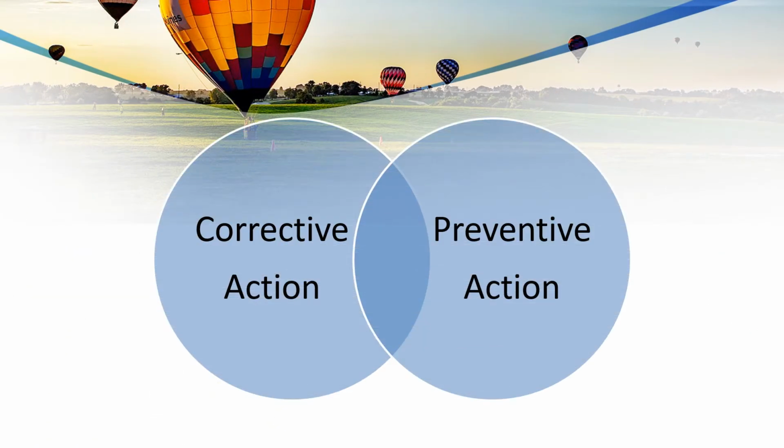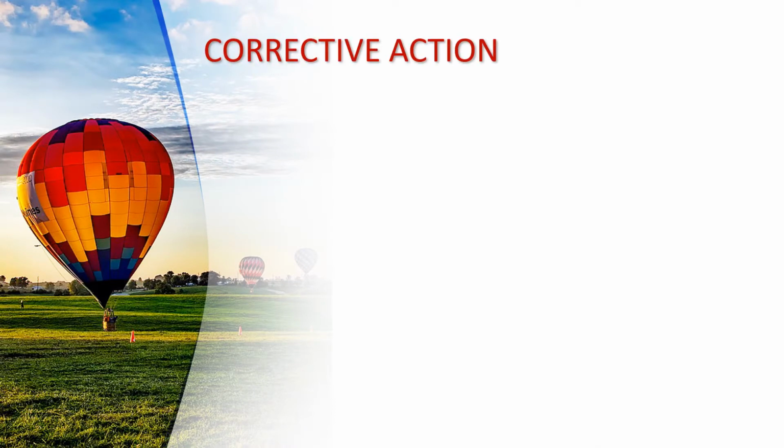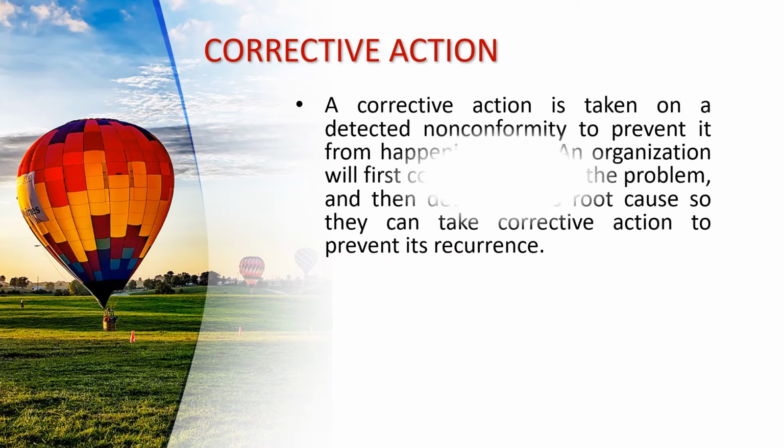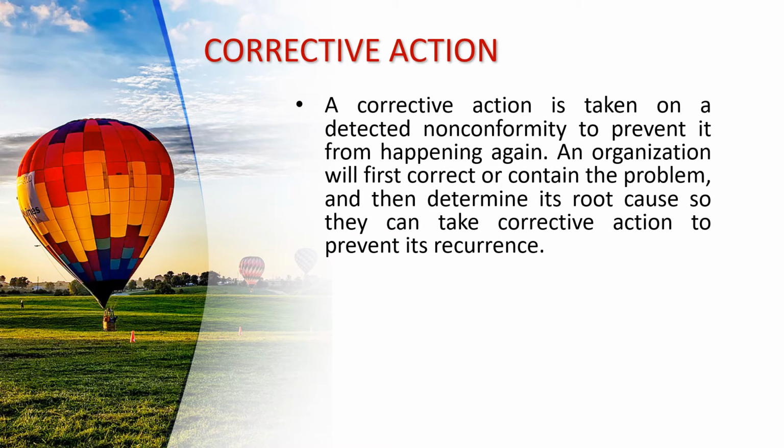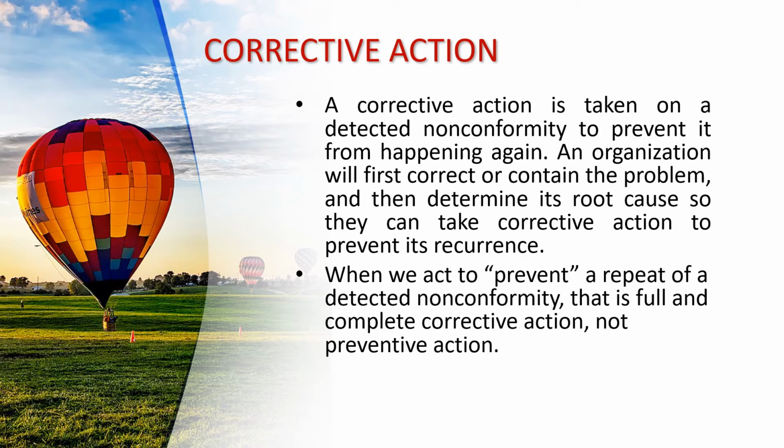Okay, here are now the corrective action versus preventive action. Let's have first the definition of corrective action. A corrective action is taken on a detected nonconformity to prevent it from happening again. An organization will first correct or contain the problem and then determine its root cause so they can take corrective action to prevent its recurrence. When we act to prevent a repeat of a detected nonconformity, that is full and complete corrective action, not preventive action.